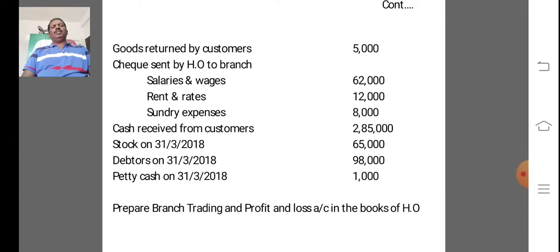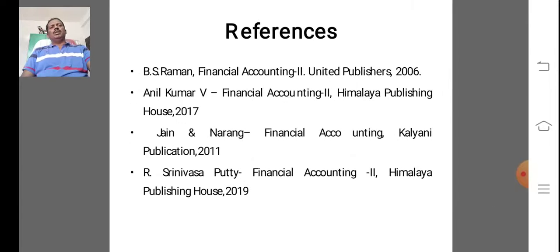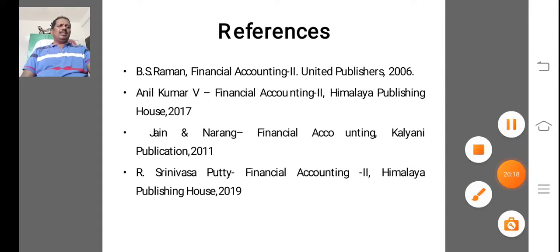Stock on 31/3/2018 65,000. Debtors on 31/3/2018 98,000. And petty cash on 31/3/2018 1,000. The question is to prepare the branch trading and profit and loss account in the books of head office. So these are the references given.